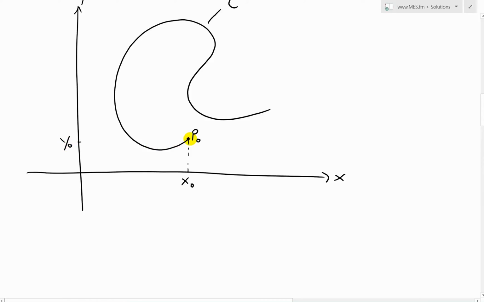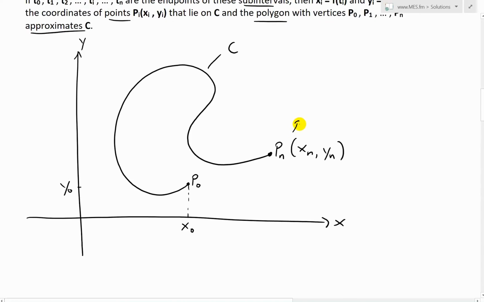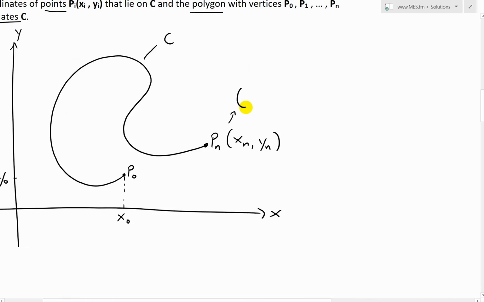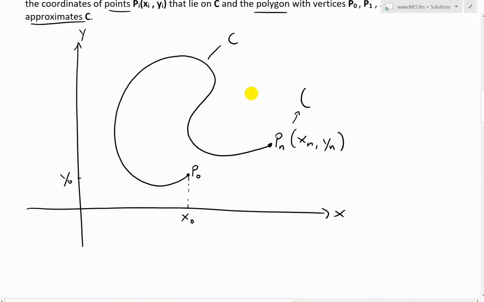Then let's say we go all the way to pn, where the coordinates here are xn, yn, which is the same thing as writing x as f of t. So we have f of tn, and then the y coordinate is g of tn, just my mistake there.